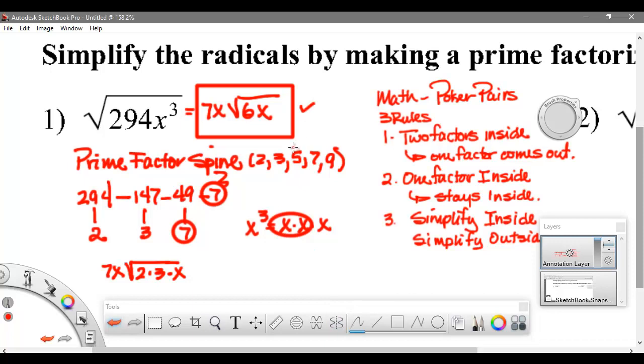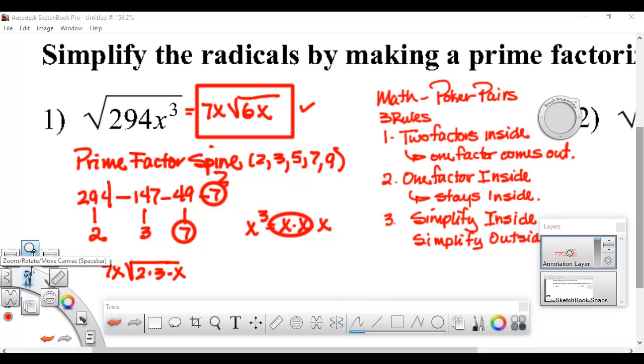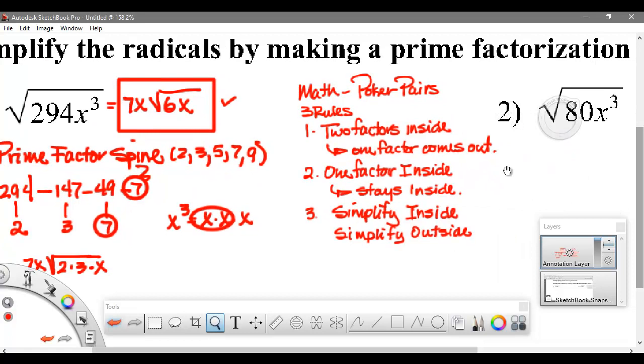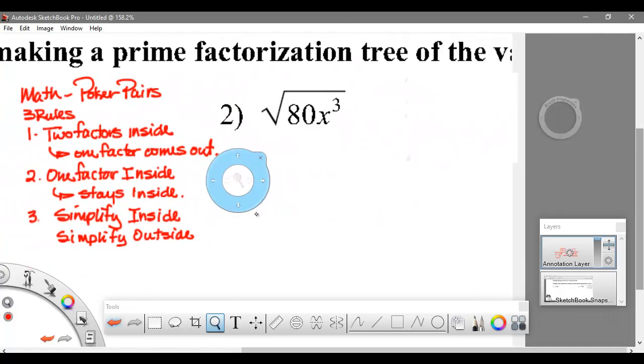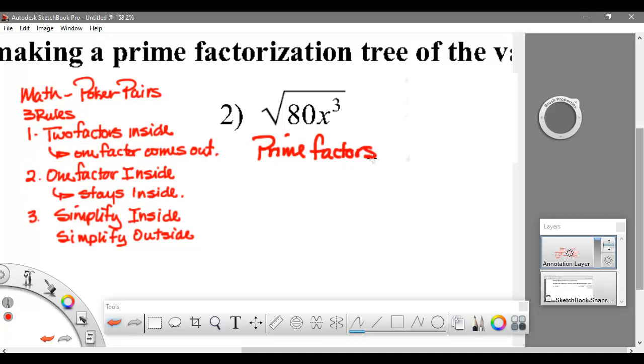So pretty cool, huh? Easy stuff, so do not get behind on this. If you get behind, the rest of it, you're going to be toast. So you've got to learn this stuff right now, ladies and gentlemen. Okay, here we go. We're going to do our prime factorization on number 2. And again, we want to check 2, 3, 5, 7, and sometimes 9.